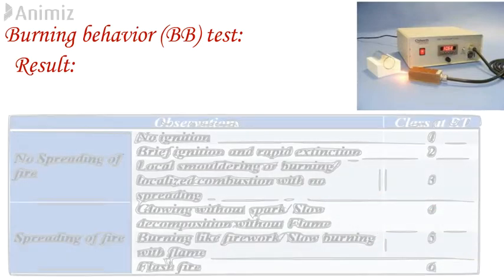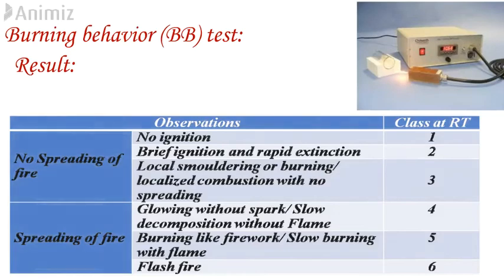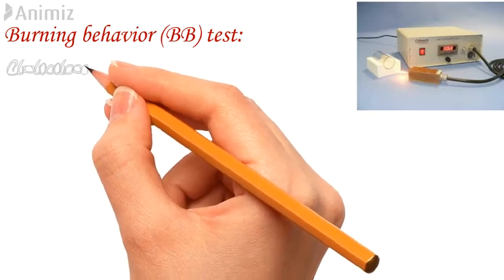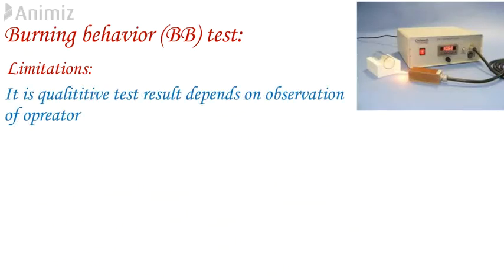Basis of safety. Here, basis of safety is quite generic. First, avoidance of ignition source and flammable atmosphere, and second, quarantine of material which falls under burning class 5 and 6. Limitations. The burning class test is a qualitative test and results are totally based on observation of the operator.